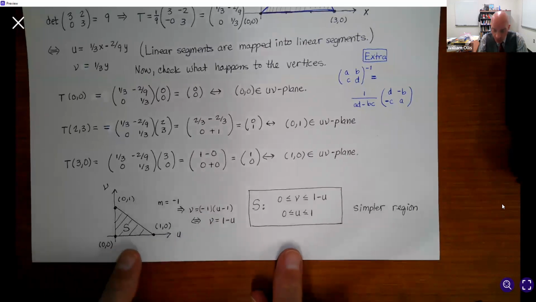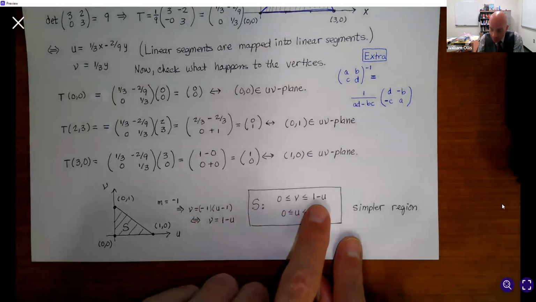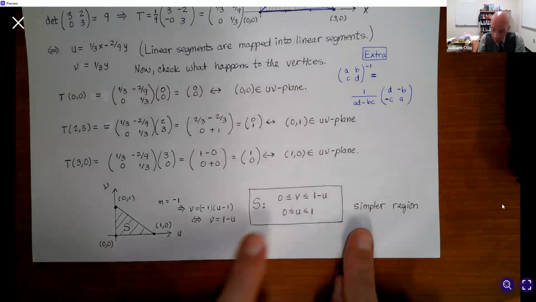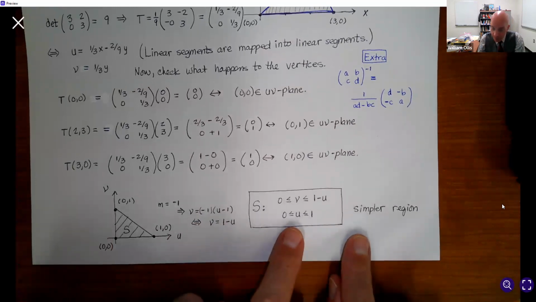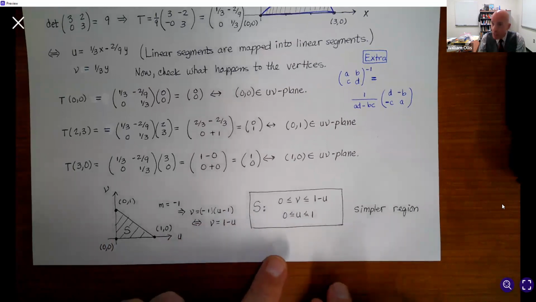So now as you move in the V direction, you have a lower limit of 0, and of course the upper limit of 1 minus U. And then clearly U runs from 0 to 1, which we have here. So this particular description here is very simple.